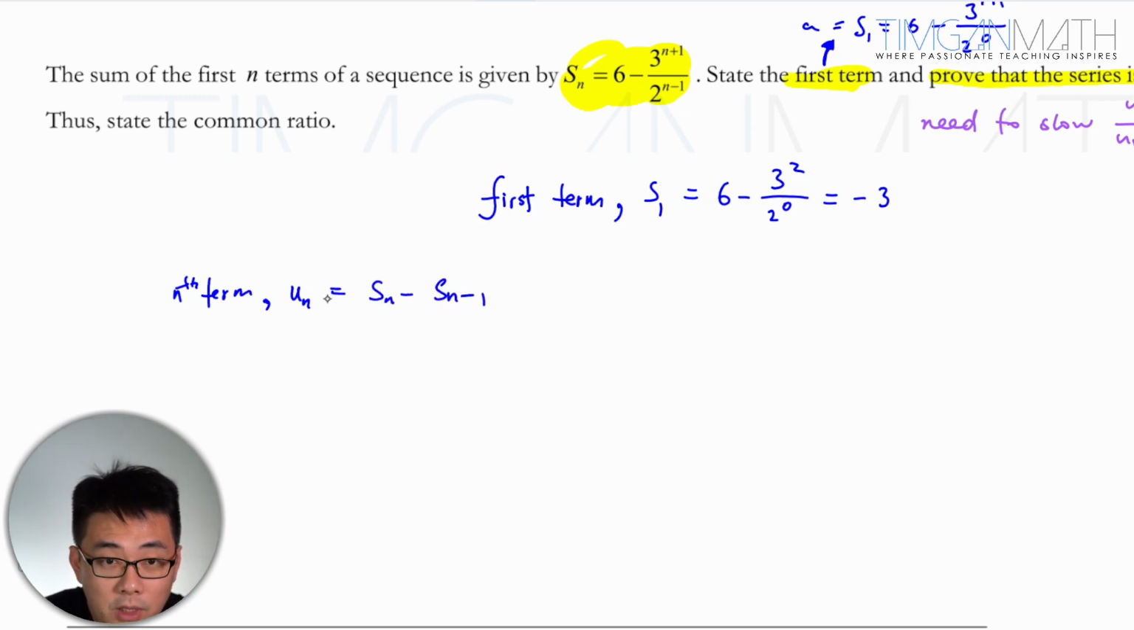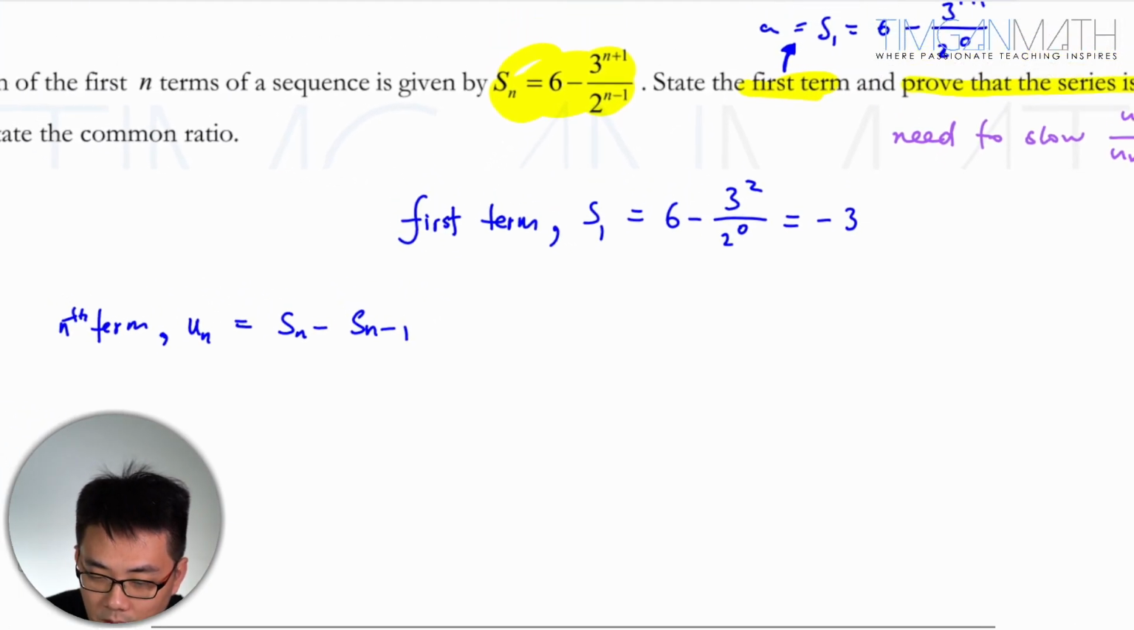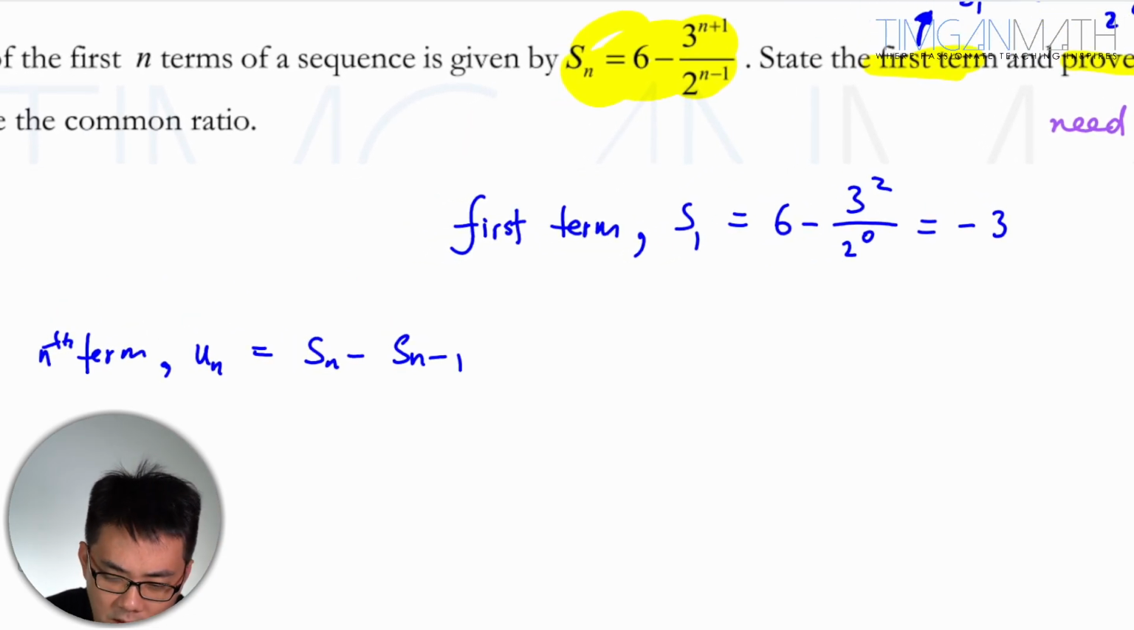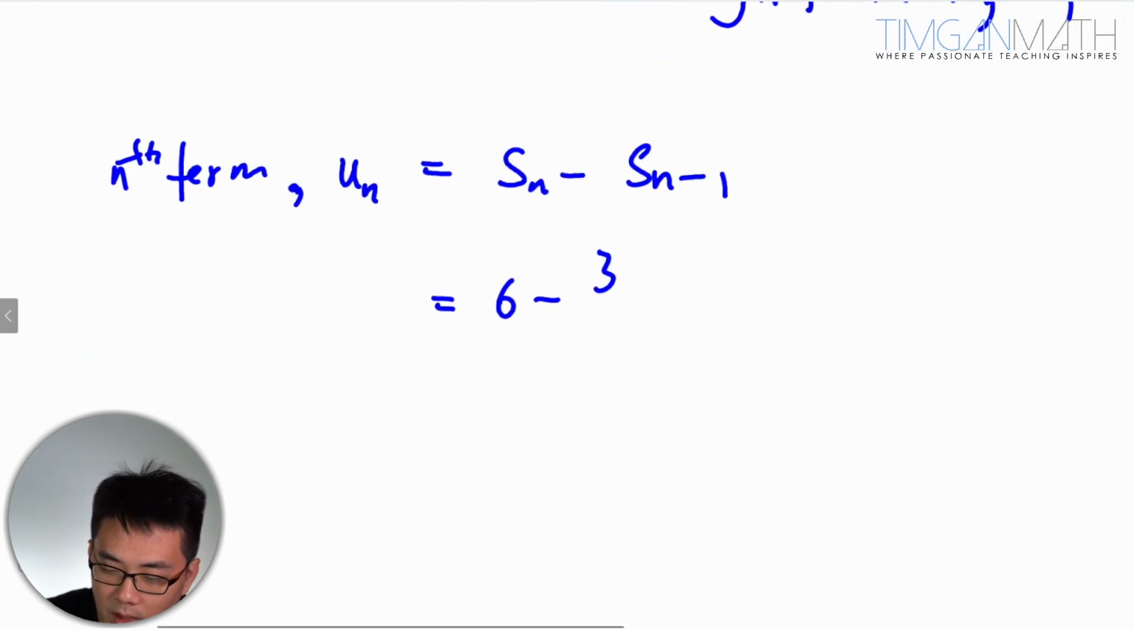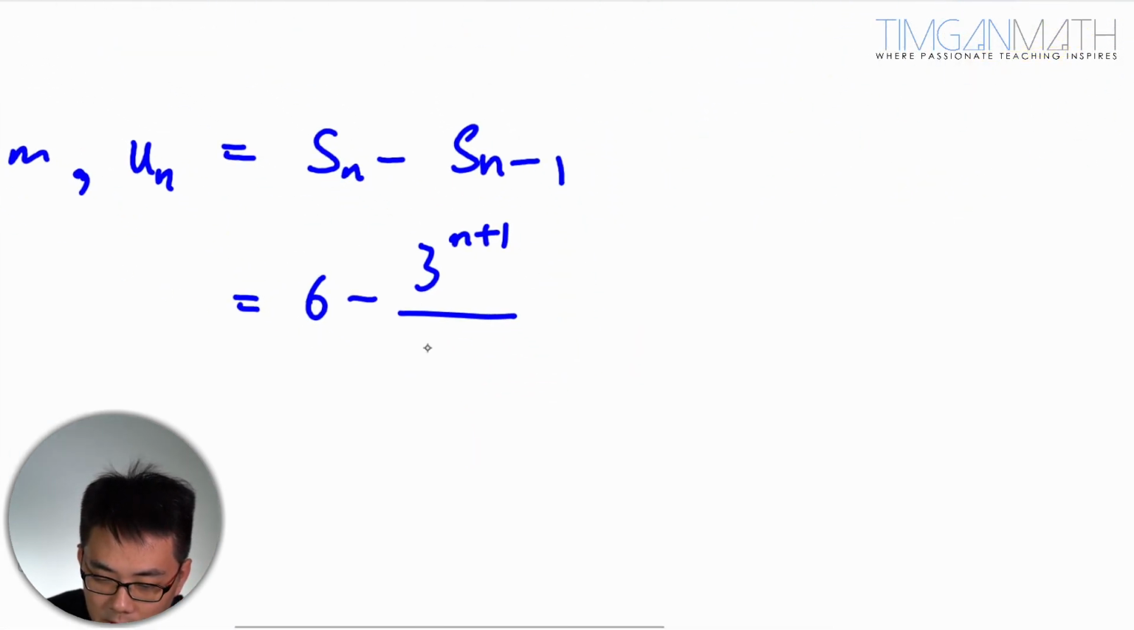In GP, we typically let the nth term be U, not T. That's the normal convention, but it doesn't matter, even if you use T, it's the same thing. I think the manipulation part is where students fumble, not really the concept there.